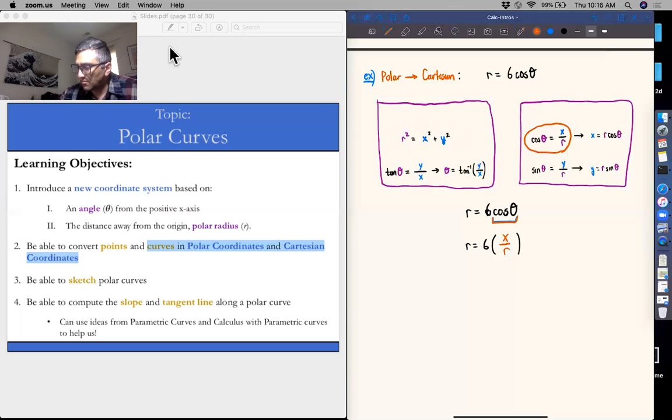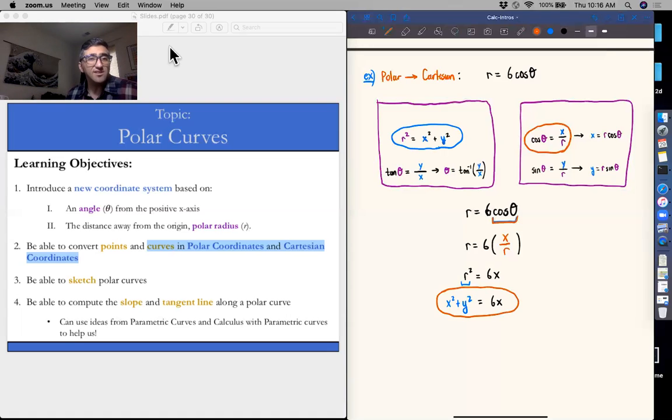Next up, let's just do a little bit of algebra. And in fact, let's multiply that r over to the left side. So we get r squared is equal to 6 times x. And now we can see it might be time to get rid of that r squared. We can go up top and see that r squared is equal to x squared plus y squared. So let's make that substitution. So we have x squared plus y squared is equal to 6x. And at this junction, we're able to get rid of all those r's and thetas, and we have a full equation only in terms of Cartesian coordinates x and y.